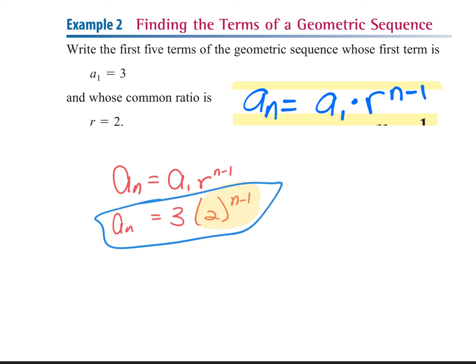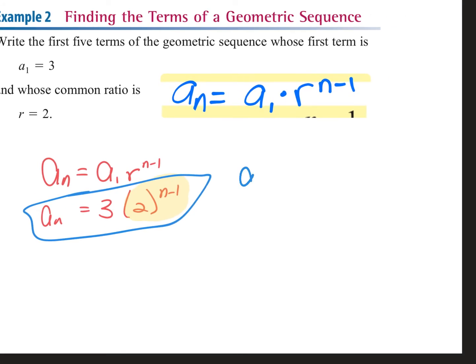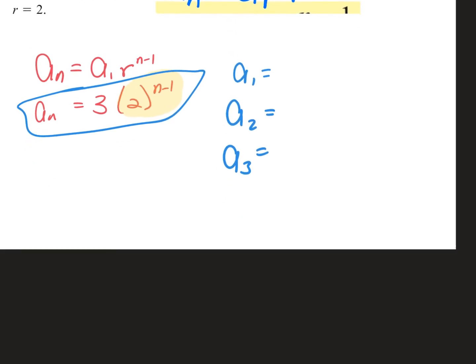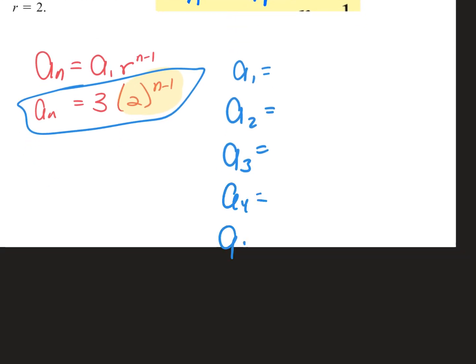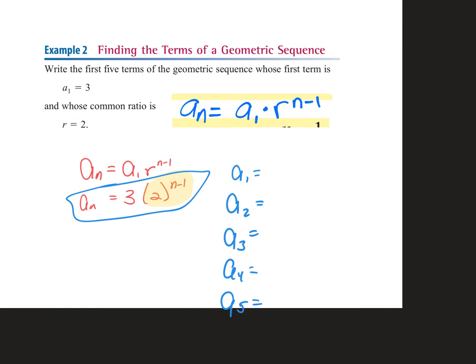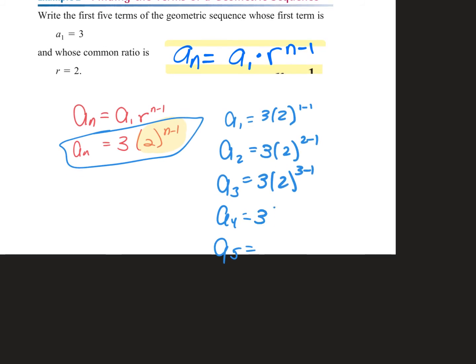And now how do I find the first 5 terms? You're going to plug in 1, 2, 3, 4, 5. So A1, A2, A3, A4, and A5. And the way you would show me that is just like this. You'd say 3 times 2 to the what? 1 minus 1. 3 times 2 to the 2 minus 1. 3 times 2 to the 3 minus 1. 3 times 2 to the 4 minus 1. And 3 times 2 to the 5 minus 1.